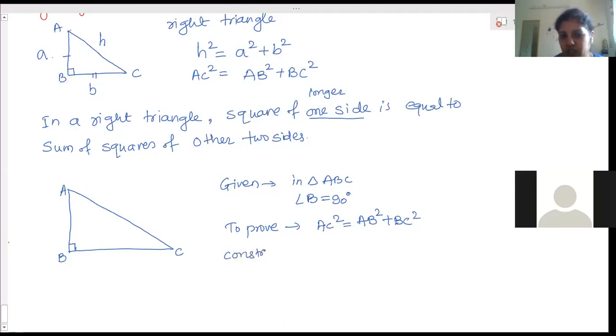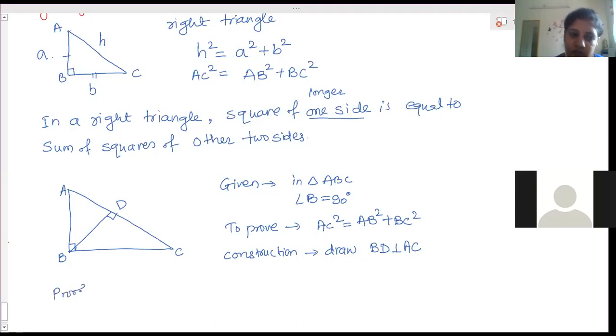We have to do a construction for this. We have to draw a perpendicular from B on AC. Consider that point D. So the construction is: draw BD perpendicular to AC. This is the only construction we have.